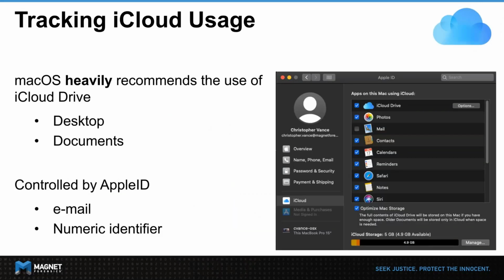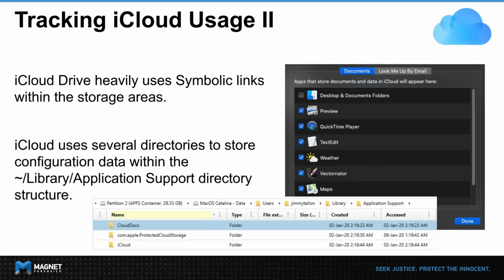Tracking iCloud usage, and I know we're starting to run out of time here. I'm going to run through a lot of this, but please feel free to reach out. Happy to talk more at length about a lot of this. But macOS heavily recommends the use of iCloud Drive, which can sync your desktop and your documents folders to iCloud. And iCloud is controlled by the Apple ID, with both an email and a numeric identifier. iCloud Drive heavily uses symbolic links for storage so that when you're copying things, there's not duplicates everywhere. Essentially, when you click one, it's actually opening somewhere else.